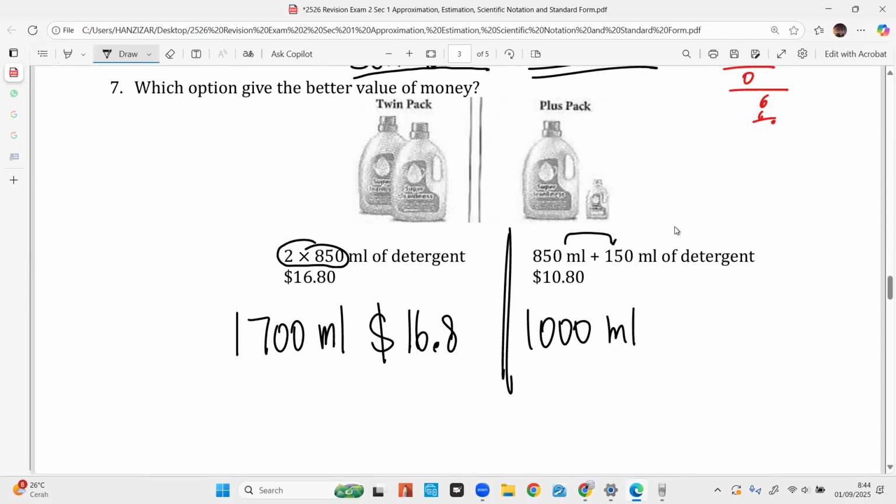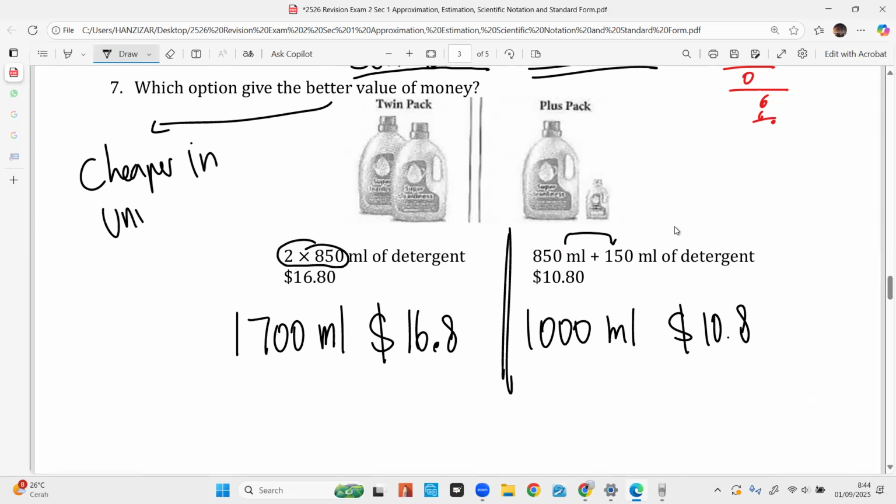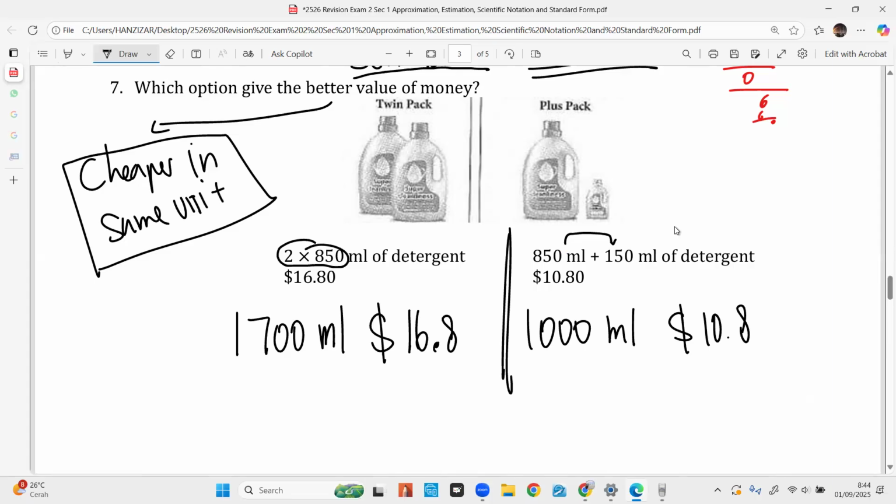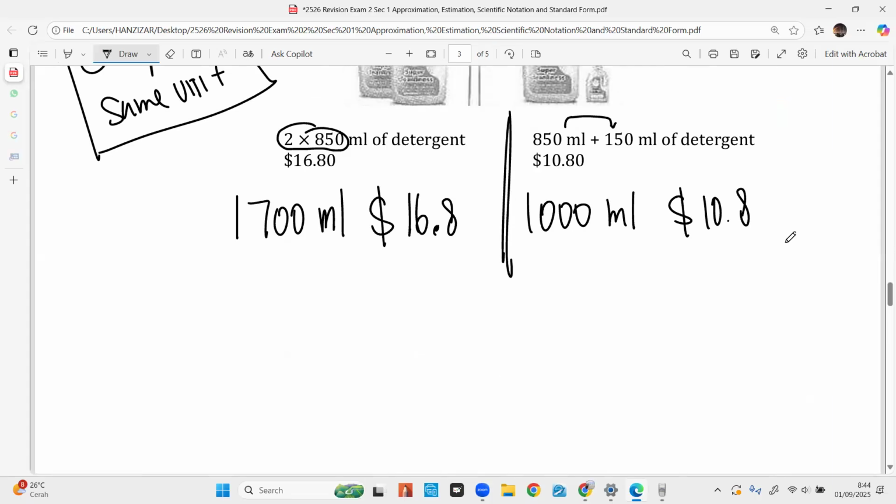You just add the number, add the value, 10.8. Therefore, the better value for money is the cheaper one in unit. Okay? In equal unit, in the same unit. This is the idea that you need to understand. Cheaper in the same unit. So you have to convert into the same unit of value.